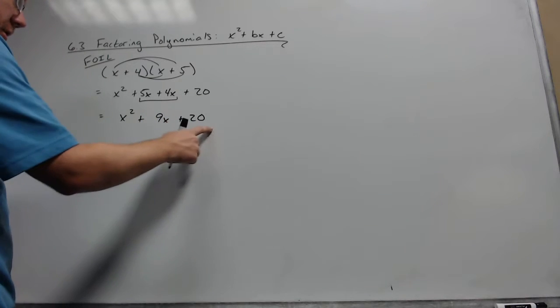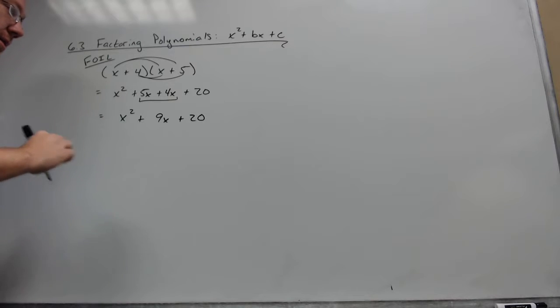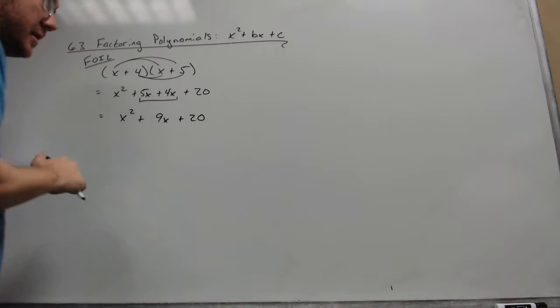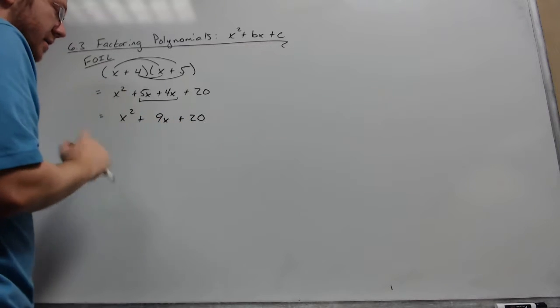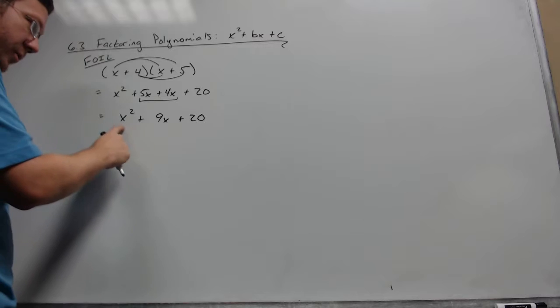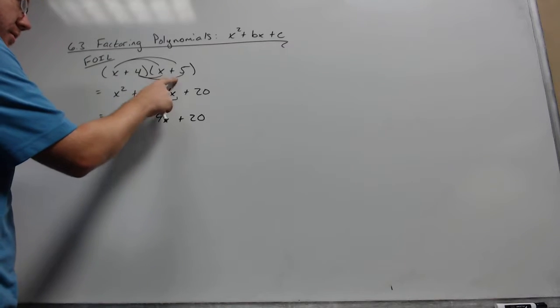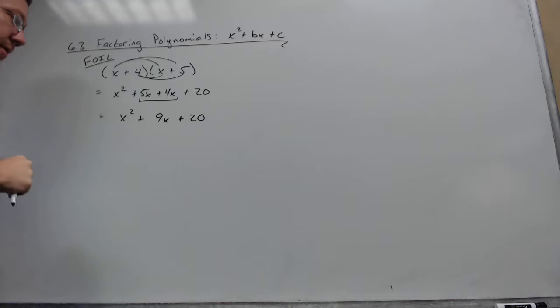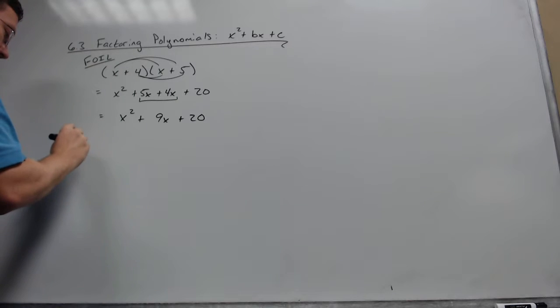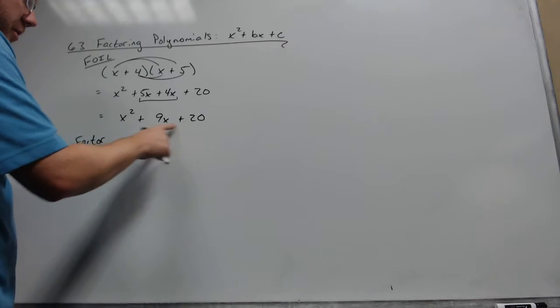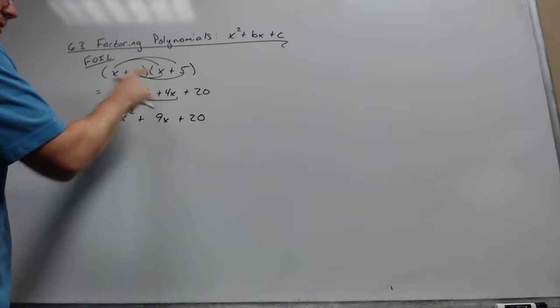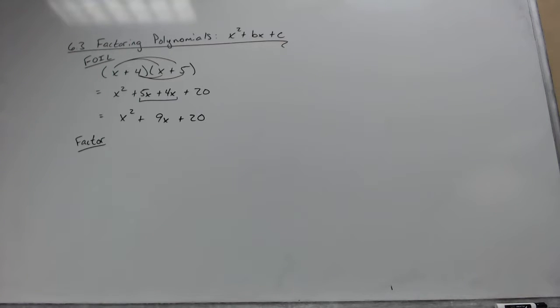So now we have a polynomial, a trinomial to be exact, that takes the same shape as this section's title. We have an x squared term, a bx, and a c. And clearly, we just saw where this comes from. It comes from two binomials being multiplied together. So that's going to be the name of the game. Can I look at x squared plus 9x plus 20 in reverse and get back to those two binomials that we need to multiply together to end up here?